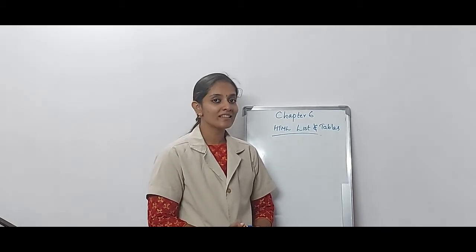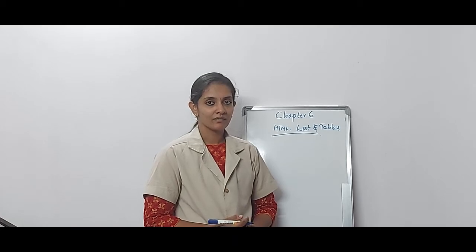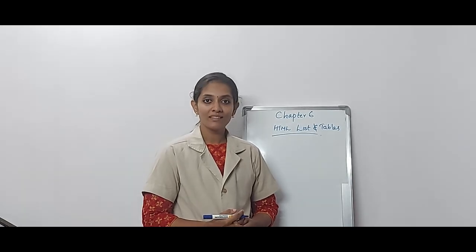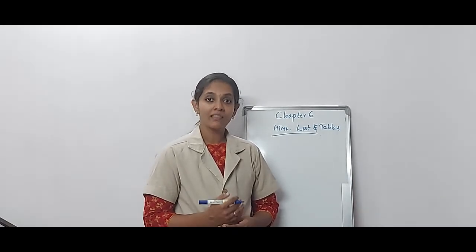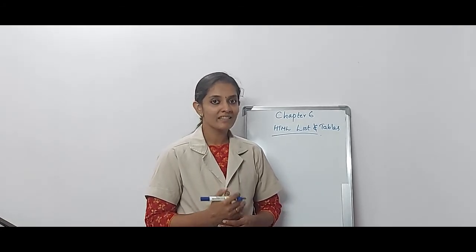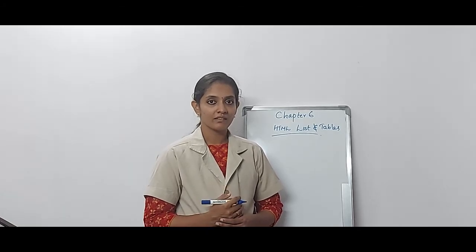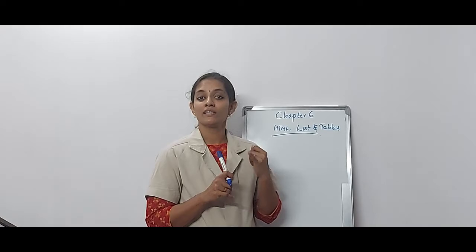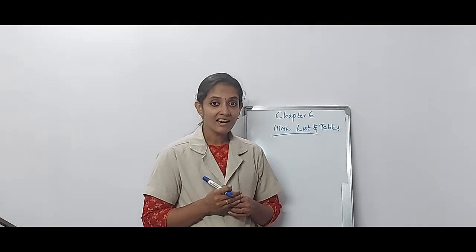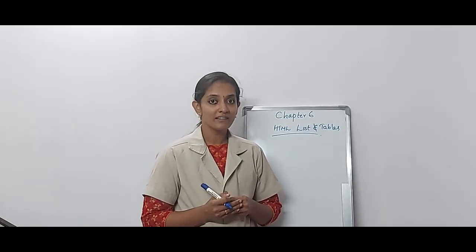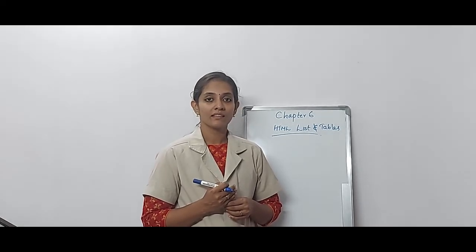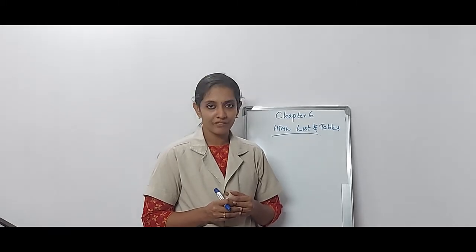In last class we have discussed about list and its different types. What is a list? List means it's a collection of related items that represent any information. And we discussed the types of list. There are three types of list. First one is ordered list, second one unordered list, third one definition list. In last class we have learned about ordered list. So today we are going to discuss the remaining topics, that is unordered list and definition list.